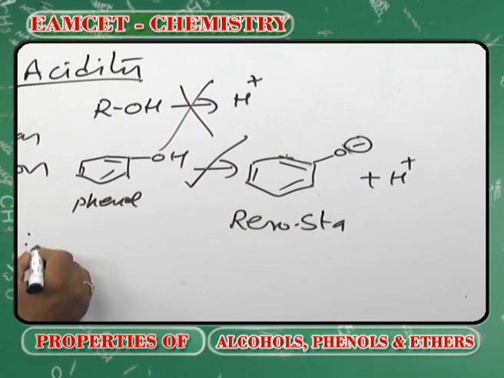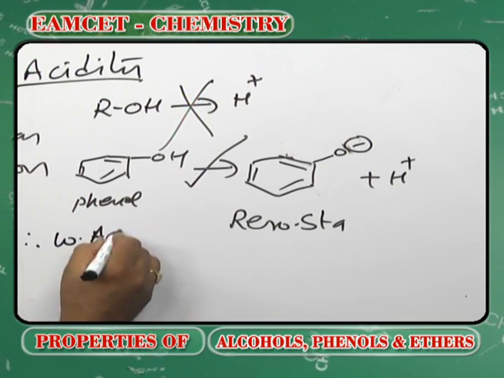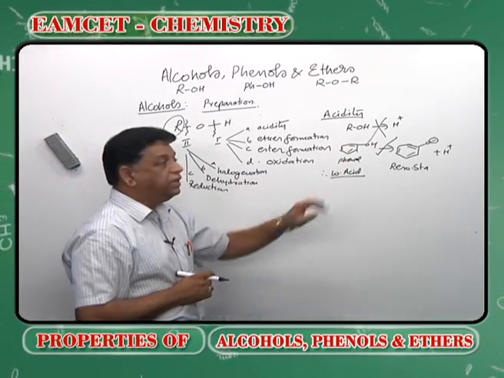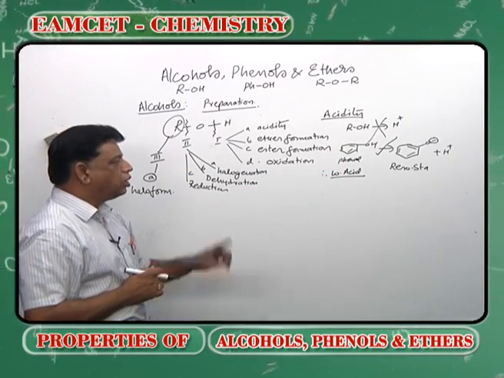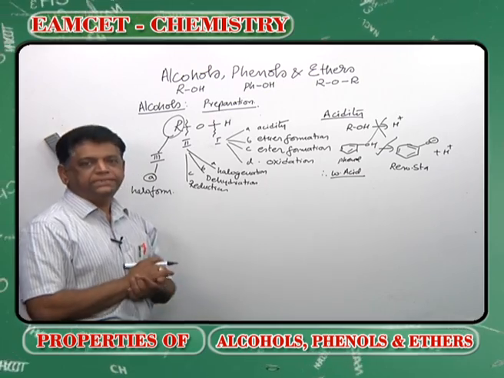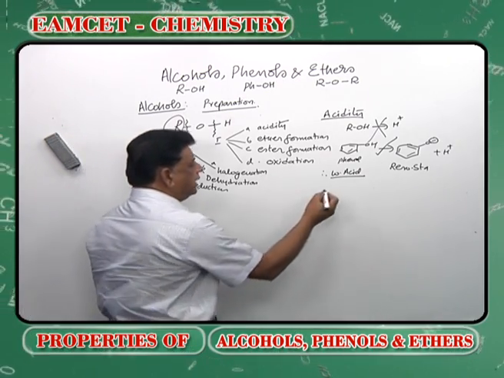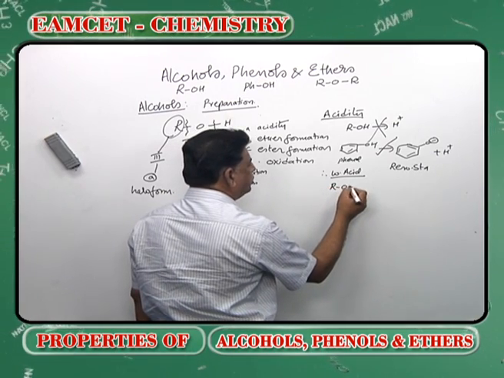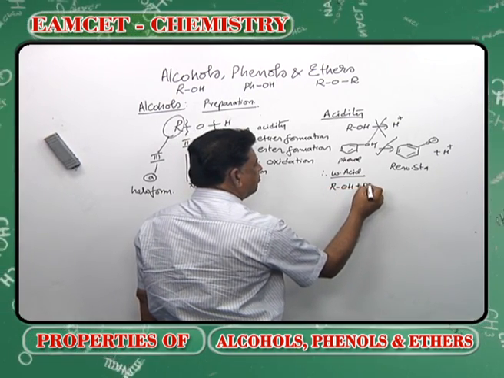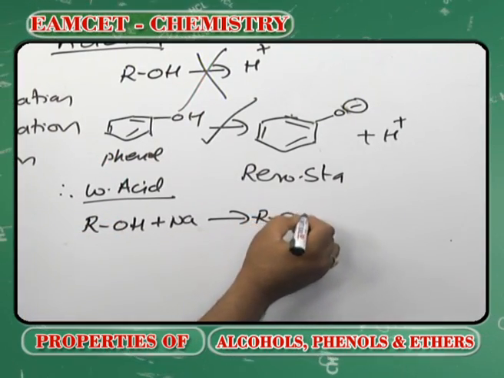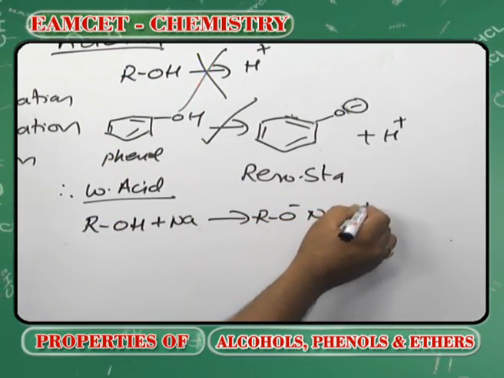So, phenols are weaker acids when compared with carboxylic acids. But when compared with alcohols, they are stronger acids. Alcohols also show some slight acidic character. When you treat them with sodium metal, alcohols become alkoxides. Metals like sodium and potassium, if you add them, give the alkoxide, and hydrogen gas is liberated.